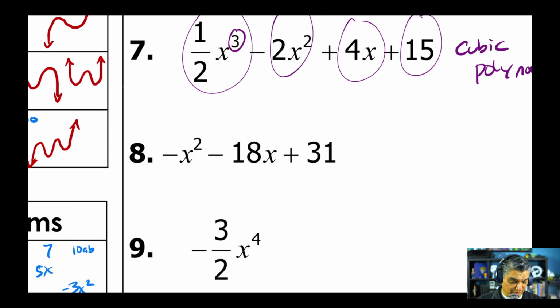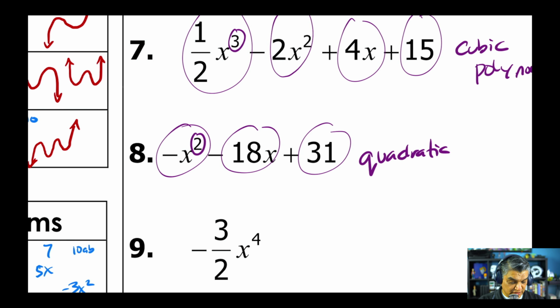All right, so we look here. This looks familiar because we've been graphing things like this. That's a quadratic. It's a quadratic, and it has 1, 2, 3 terms. It's a quadratic trinomial. Quadratic trinomial.